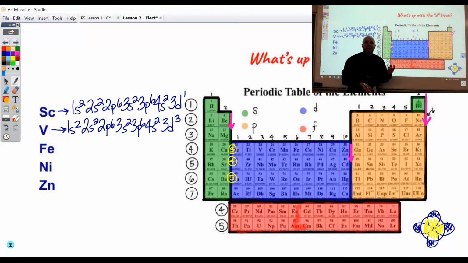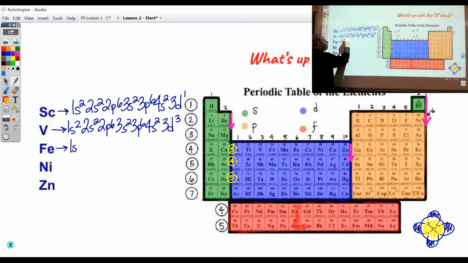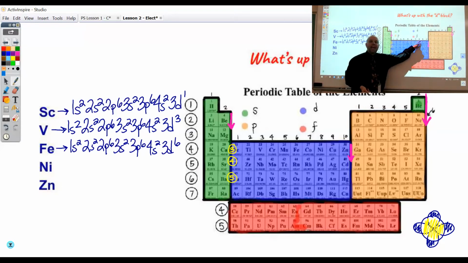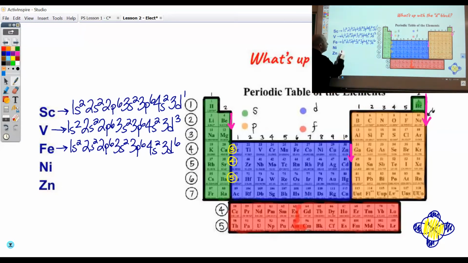Now, if I jump ahead and look at iron, iron is going to look just like vanadium does. The only difference is instead of ending at 3d3, iron will end at 3d6. So I can copy down all of this: 1s2, 2s2, 2p6, 3s2, 3p6, 4s2, then I could just change the 3 on the end to a 6. If I look at nickel, it's going to be similar, but the ending will be changed to an 8.